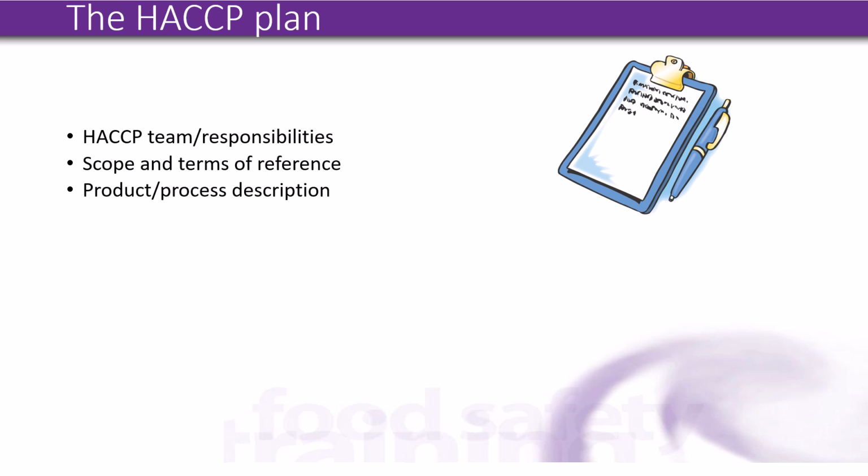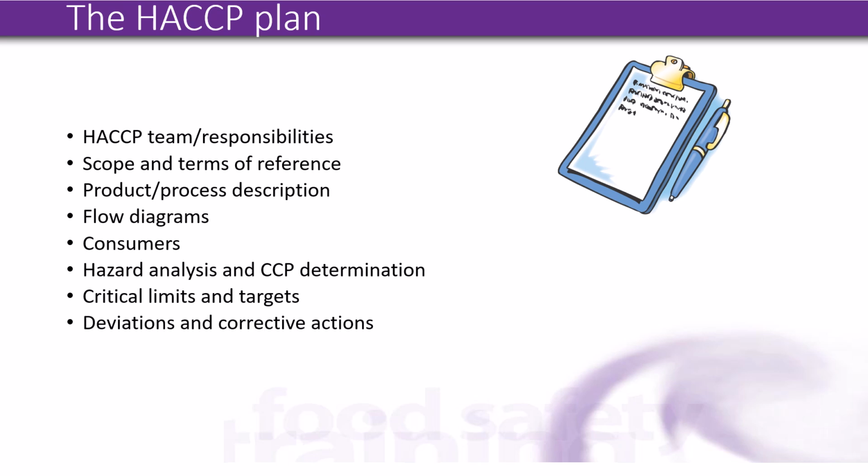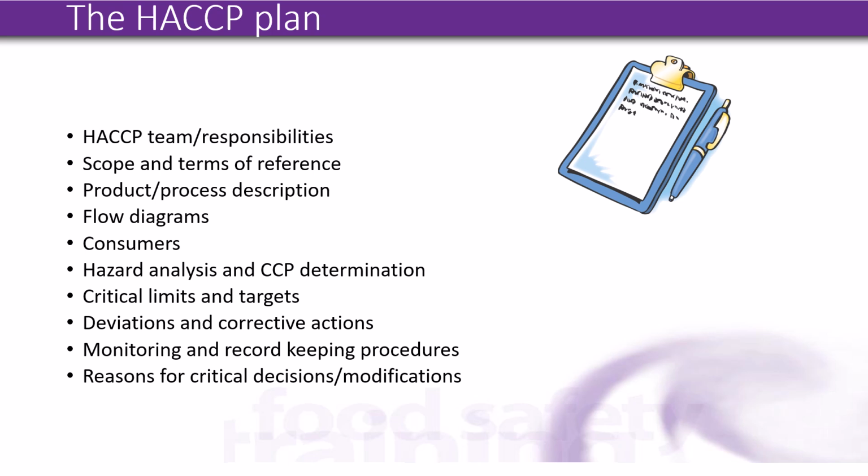So the HACCP plan, what is this? It is all about the HACCP team and the responsibilities. It should show the scope and terms of reference, the product and process description, flow diagrams, consumers, hazard analysis and critical control point determination, critical limits and targets, deviations and corrective actions, monitoring and record keeping procedures, reasons for critical decisions, modifications, and validation, verification and review procedures.